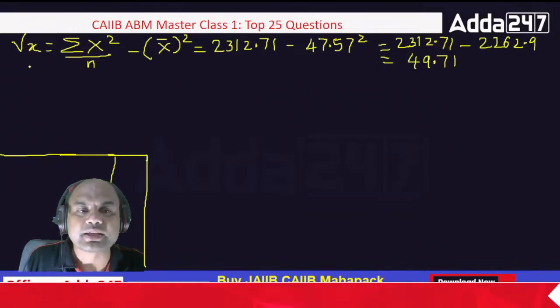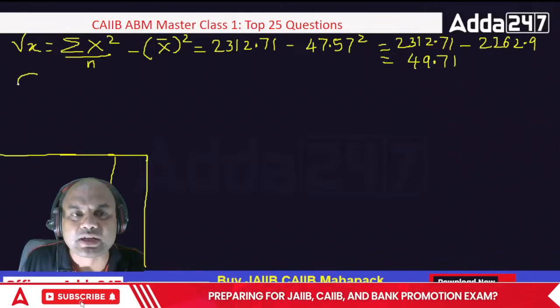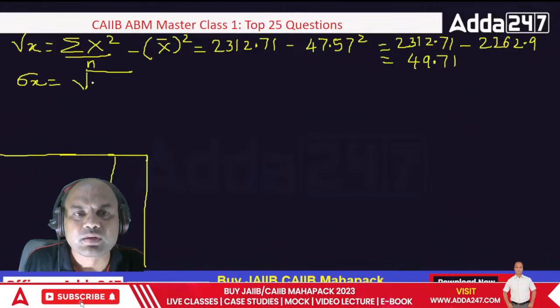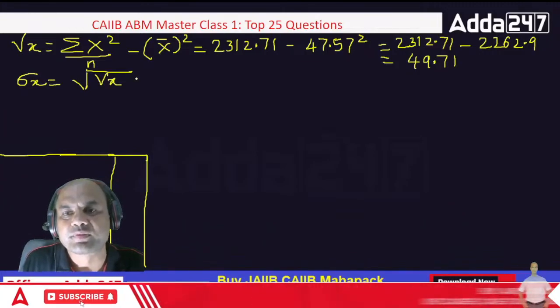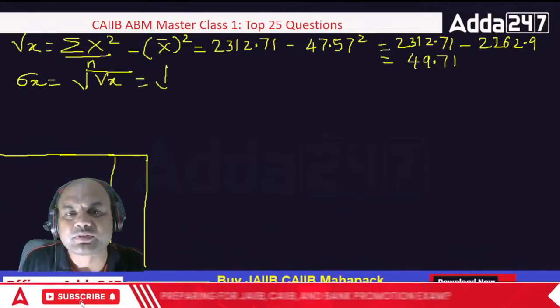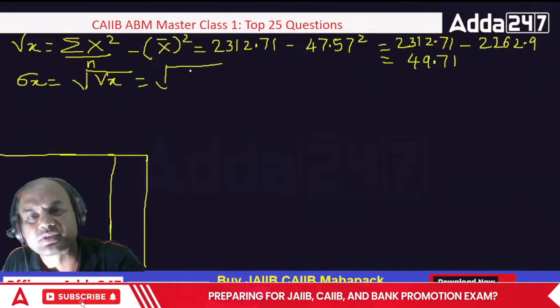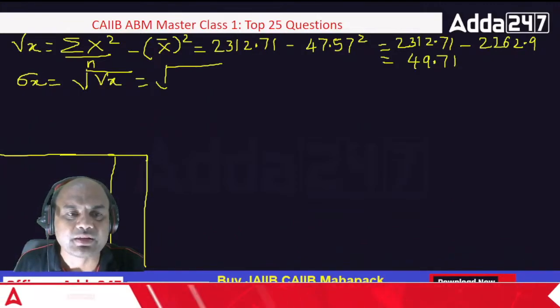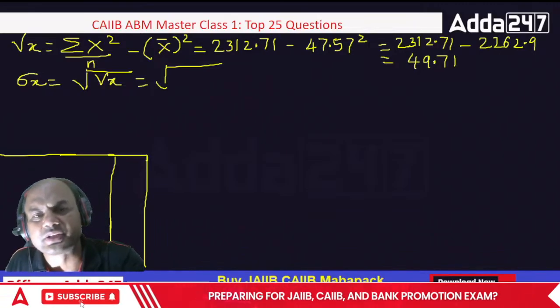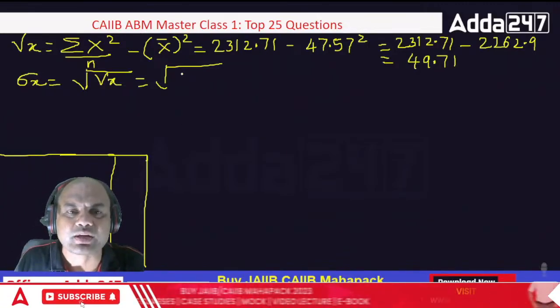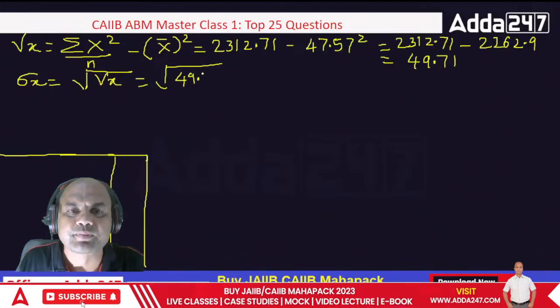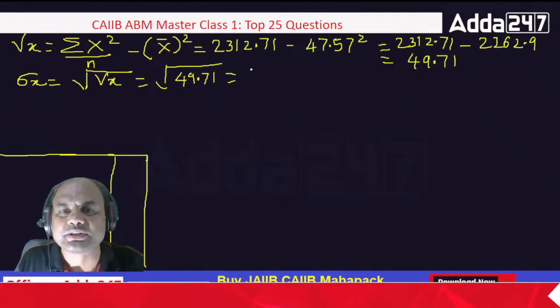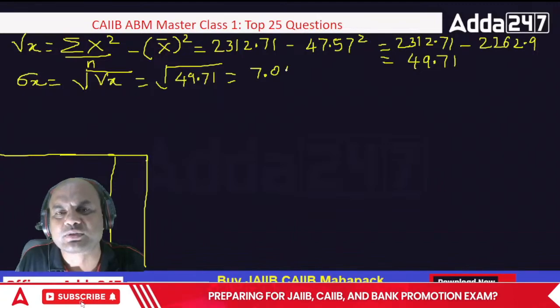Once you get the variance of x, immediately find the standard deviation. Standard deviation of x equals the square root of variance of x. Always remember. So square root of 49.71. Find the square root of this. So it becomes roughly 7.04.